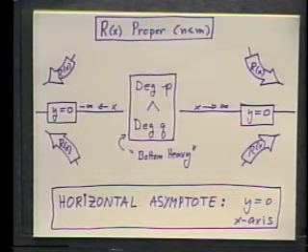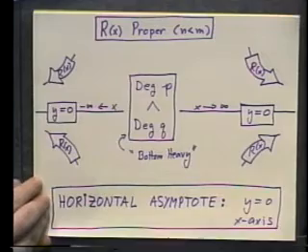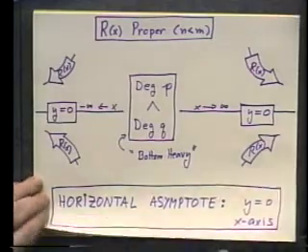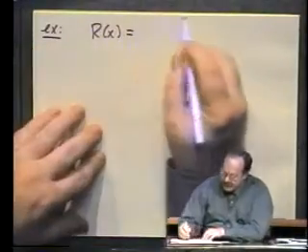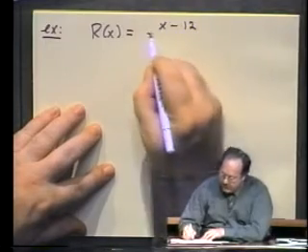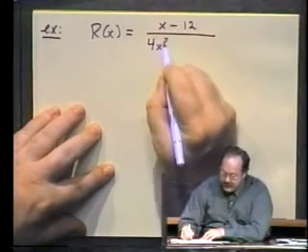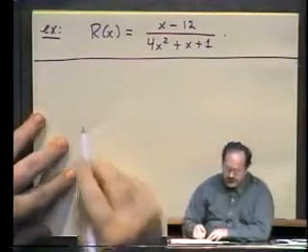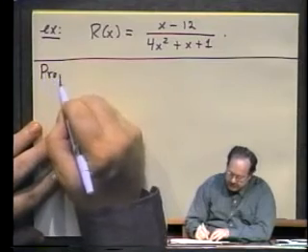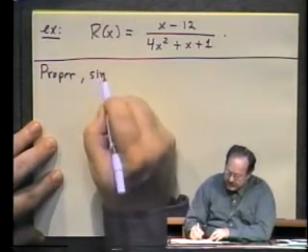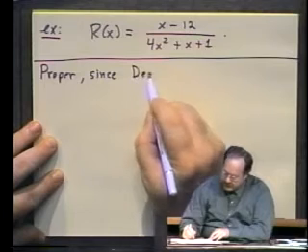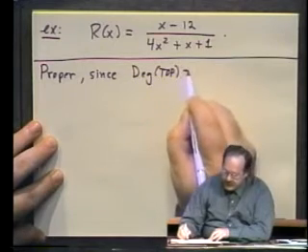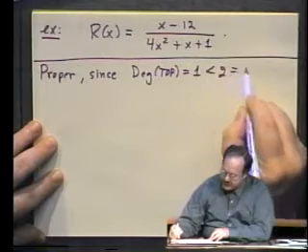So let me give you an example of such a rational function that has this kind of picture associated with it. Here's the example. R of x is equal to x minus 12 over 4x squared plus x plus 1. Now this is clearly proper since, just to argue it correctly, the degree of the top is 1, and that's less than 2, which is the degree of the bottom.